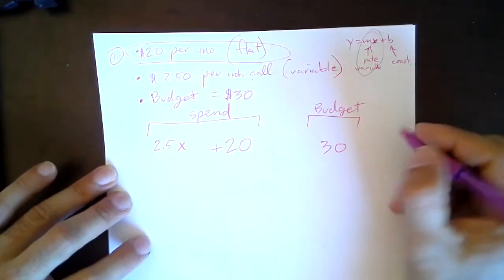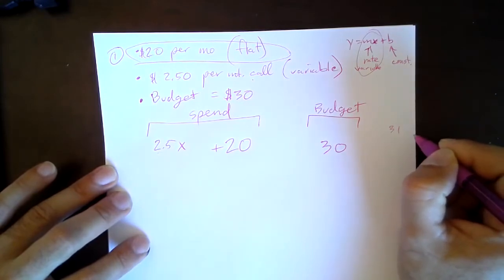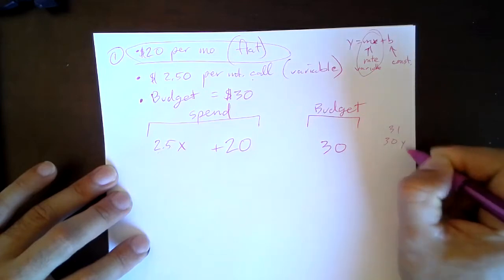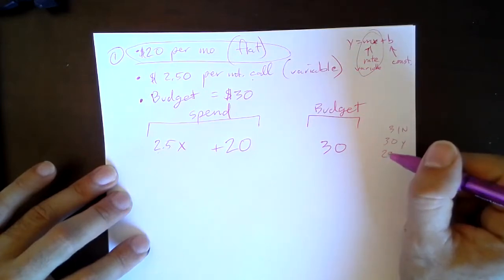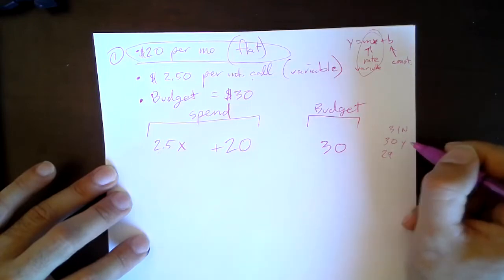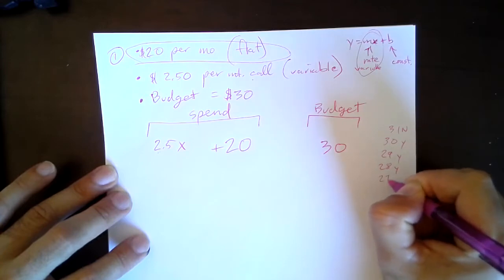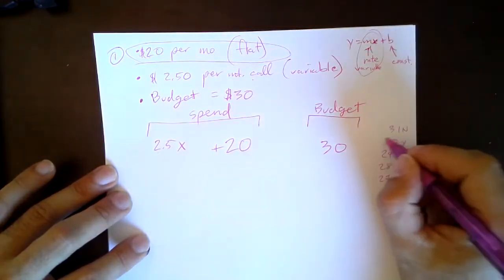Now, can I spend $31? Nope. Can I spend $30? Yes. Can I spend $29? Is there any rule that says I have to spend all $30? No. I could spend $29. Could I spend $28? Yeah. So as I go down, $27. Yep. You could spend less than $30, but you can't spend more than $30.